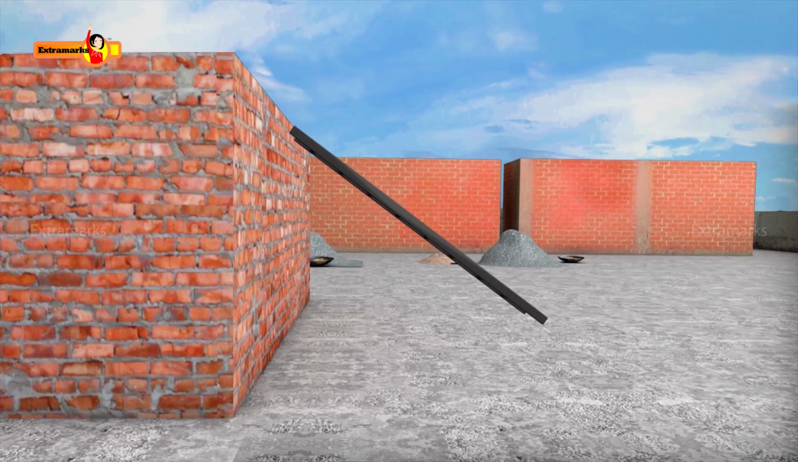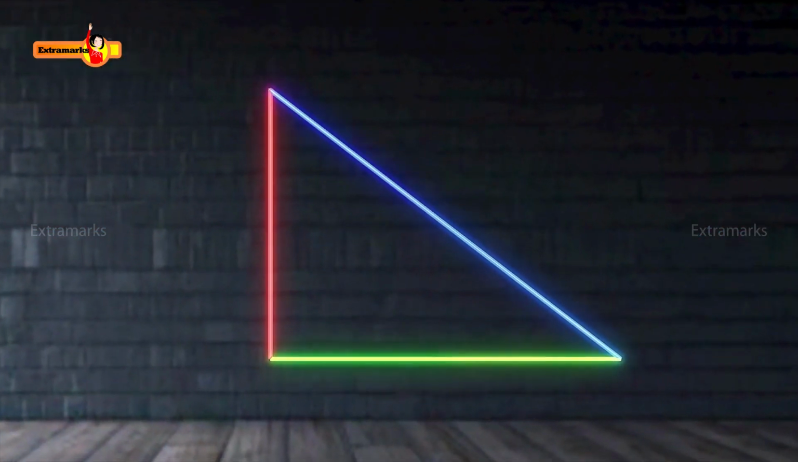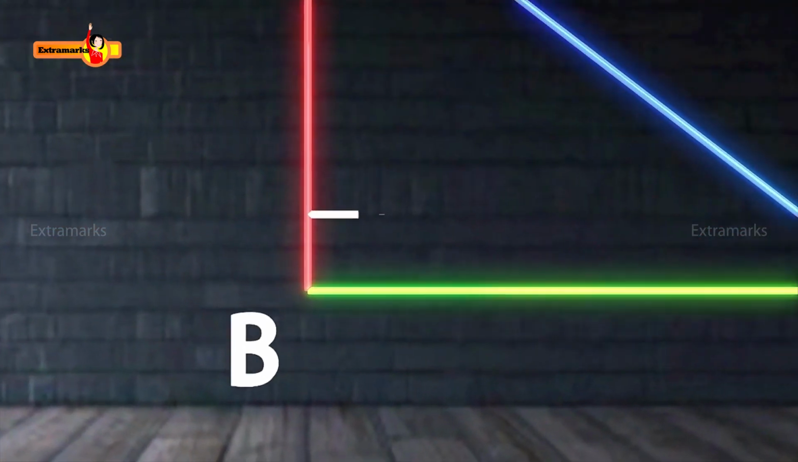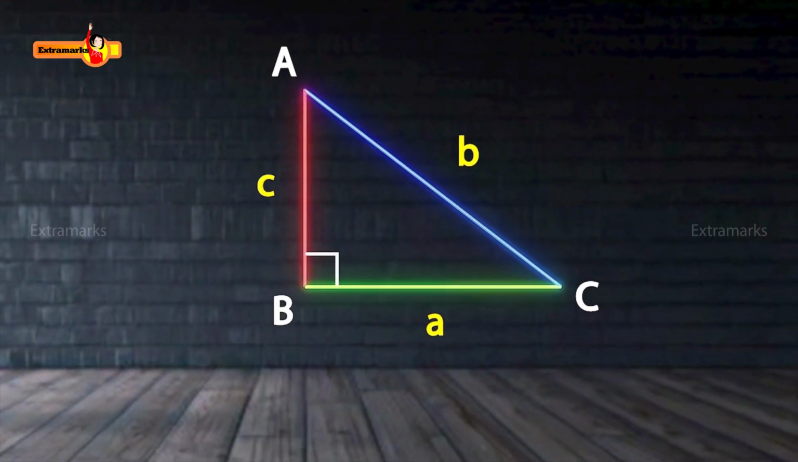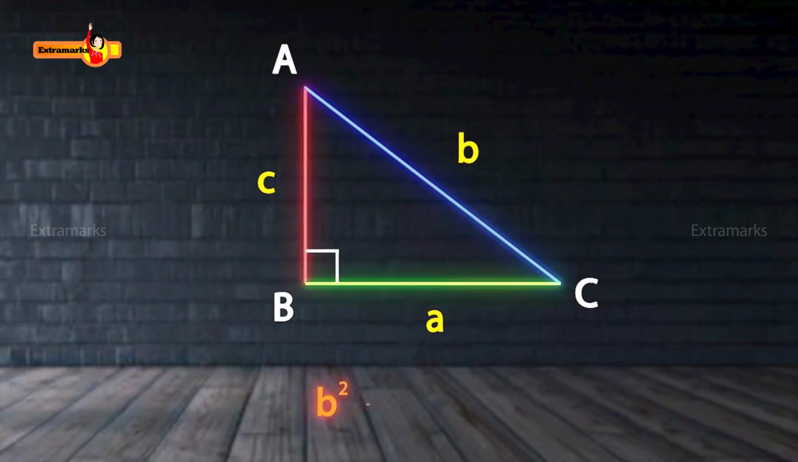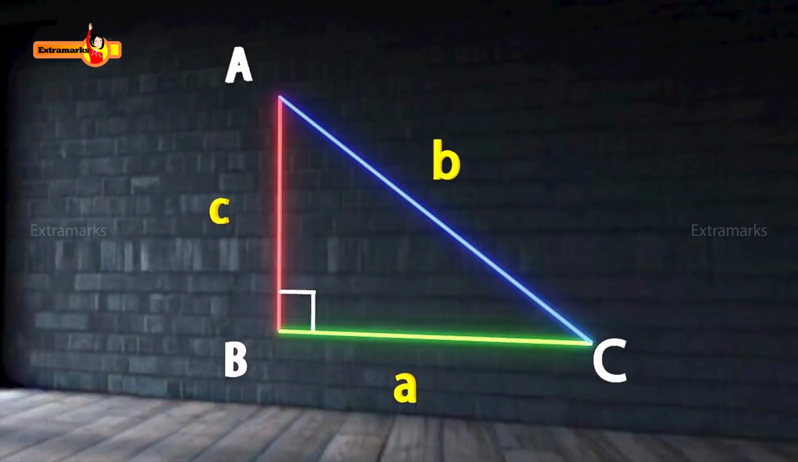We can see that a right-angled triangle is being formed with the ladder, the wall and the ground. Label this triangle as triangle ABC, right-angled at B, with sides a, b and c. By Pythagoras theorem, b squared is equal to a squared plus c squared. Now let us verify it.